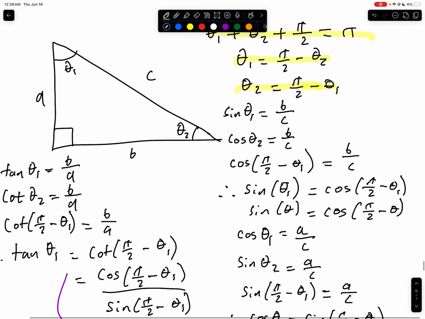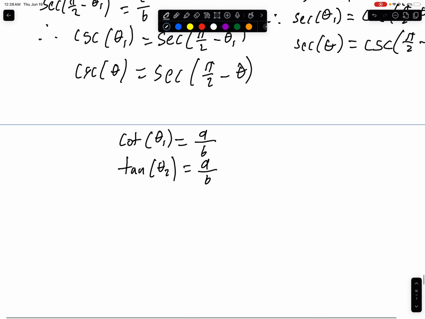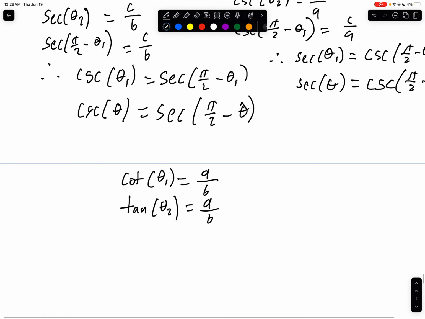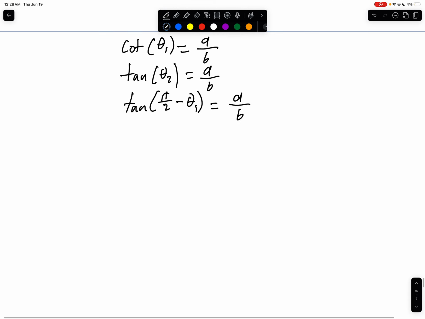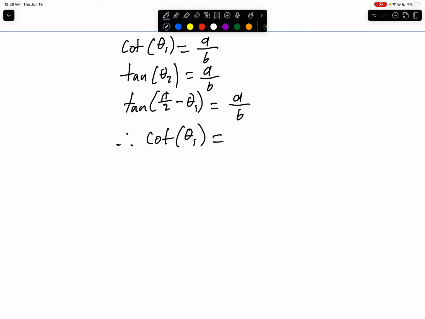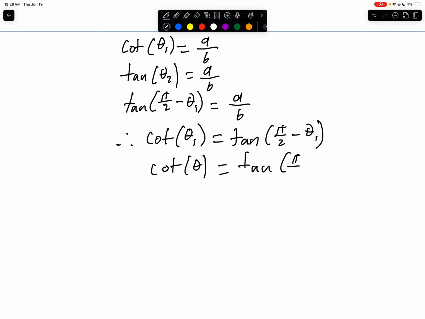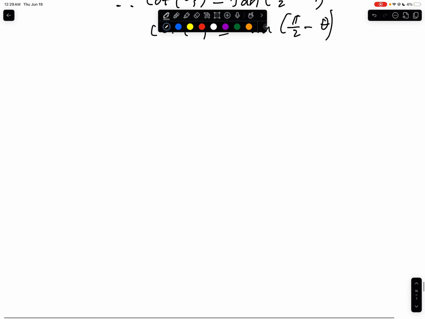And remember, theta 2 is just pi over 2 minus theta 1. So tangent of pi over 2 minus theta 1 also equals A over B. And then we could say, therefore, cotangent of theta 1 equals tangent of pi over 2 minus theta 1. We can generalize this to cotangent of theta equals tangent of pi over 2 minus theta. So I can just write these all.